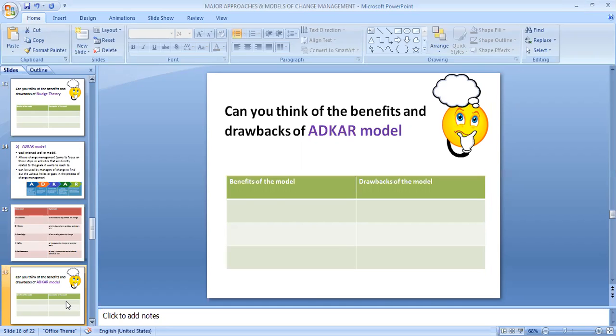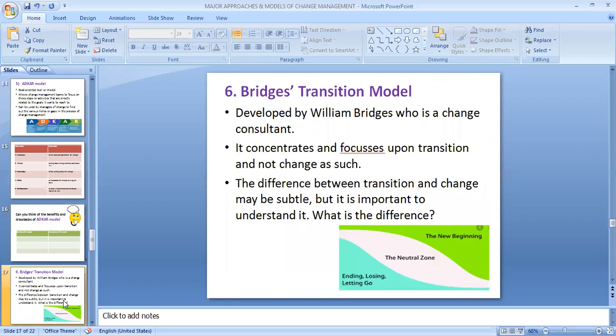Now we'll move into the next model. Okay, so the next model is the Bridges transition model.